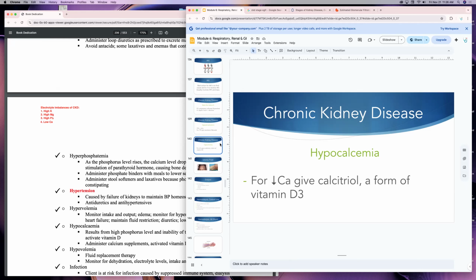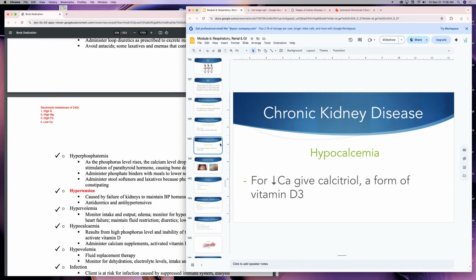Why? The kidneys can't get rid of the potassium the way that they should, right? So what kind of diet? They need to be on a low potassium diet. What are some meds that we learned that can drop the potassium? Polystyrene sulfonate, Kayexalate, regular insulin and dextrose, and loop diuretics, right?